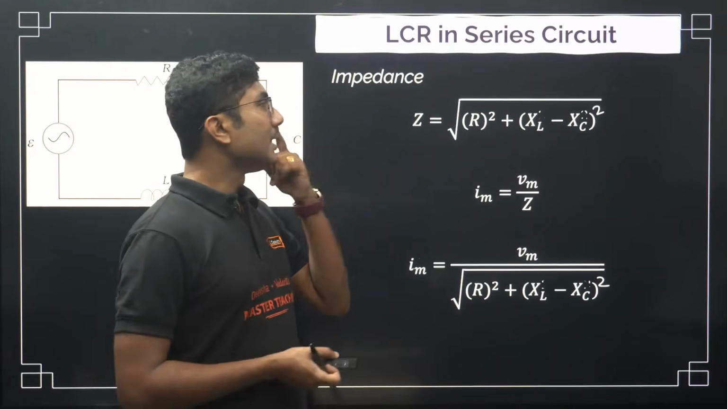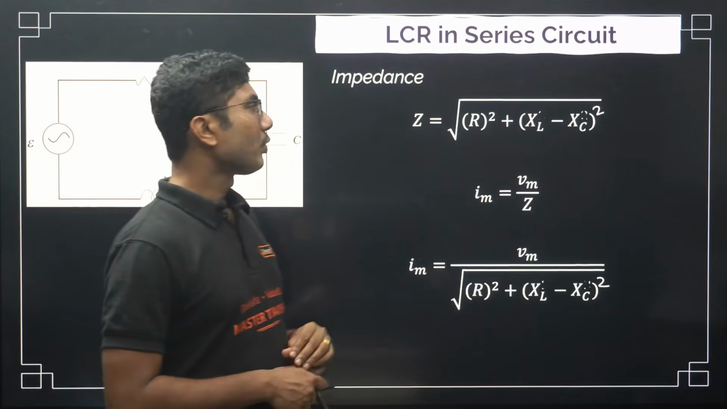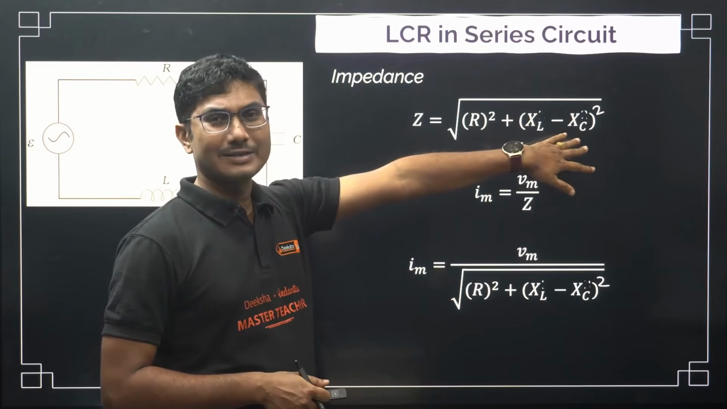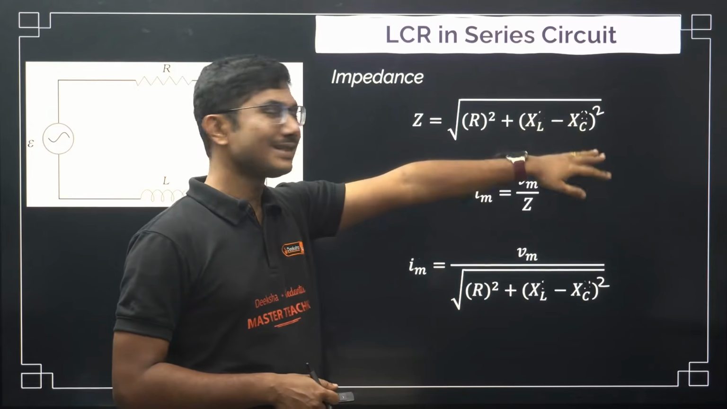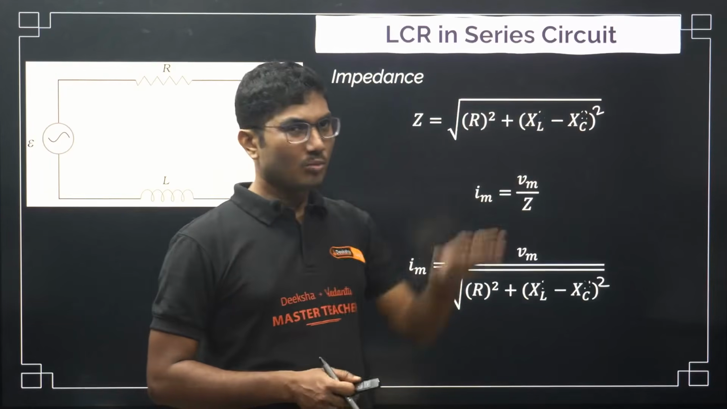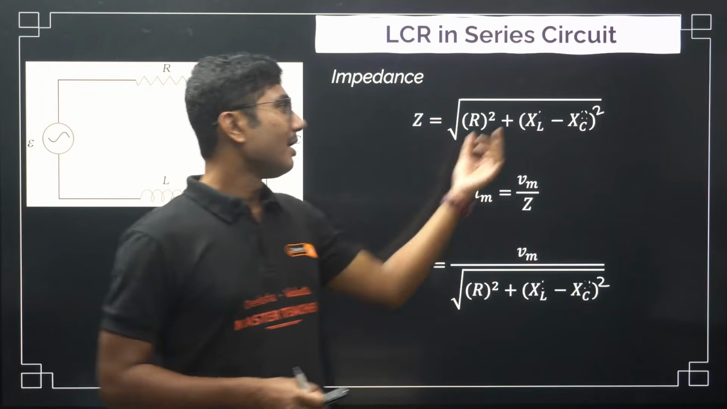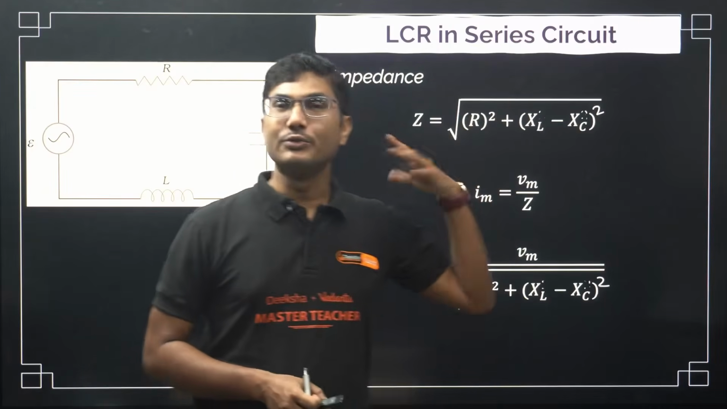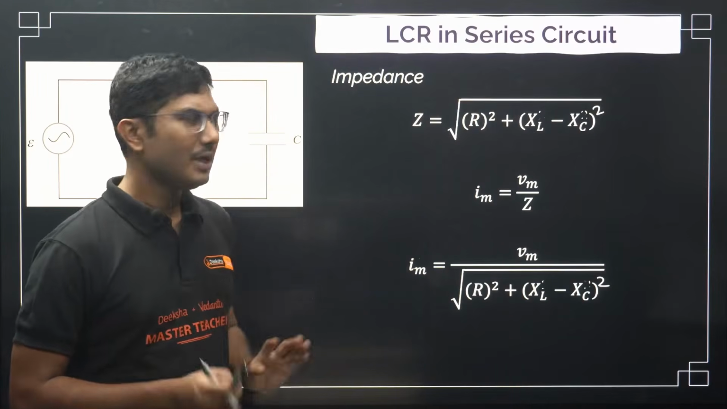So the impedance is given by the square root of R square plus XL minus XC whole square. The order does not matter, but I like to write it in this particular order. As you can see, there is a whole square, so XL minus XC or XC minus XL, both are the same. If XC comes out bigger than XL, then you can use XC minus XL; otherwise XL minus XC whole square will be perfect.